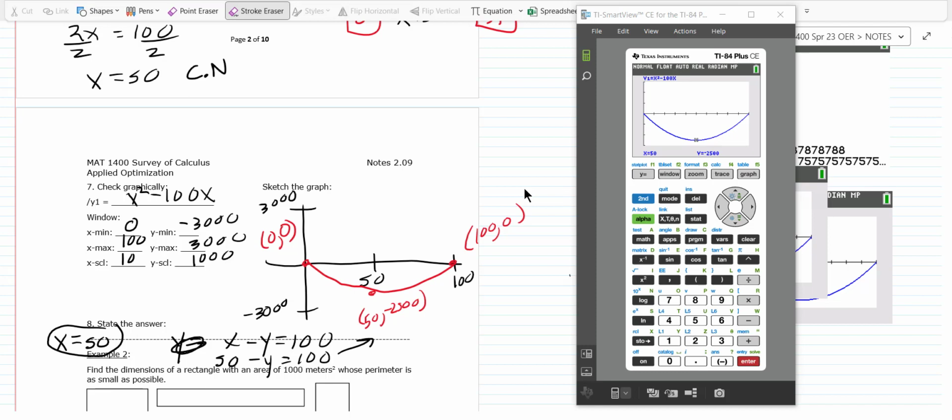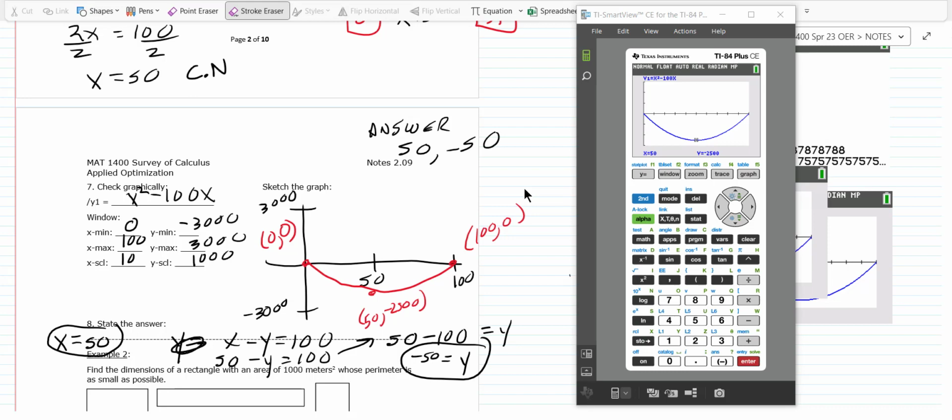So you would just rearrange this. I'm going to move the 100 to the left side and the y to the right side. So I end up getting y equals negative 50. Okay, so those are the two numbers right there, 50 and negative 50. So your answer to this problem is that the two numbers are 50 and negative 50.